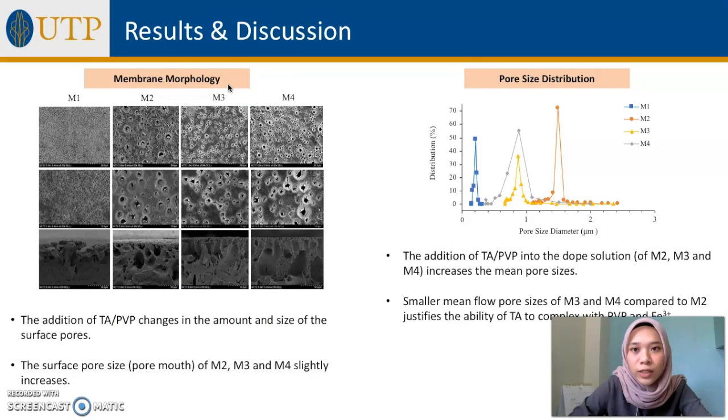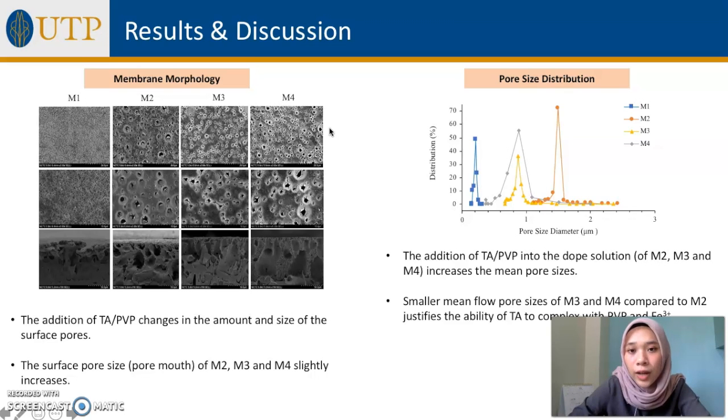So moving on to the results and discussion, first the membrane morphology. From the figure, we can see that the pristine PVDF membrane has a smooth surface with homogeneous pore distribution, and the addition of TA and PVP additives to the membranes M2, M3 and M4 demonstrates an obvious change to the amount and the size of the pores produced on the membrane surface. So the pore size of M2, M3 and M4 is slightly increased, which indicates that the TA and PVP are successfully incorporated into the PVDF matrix.